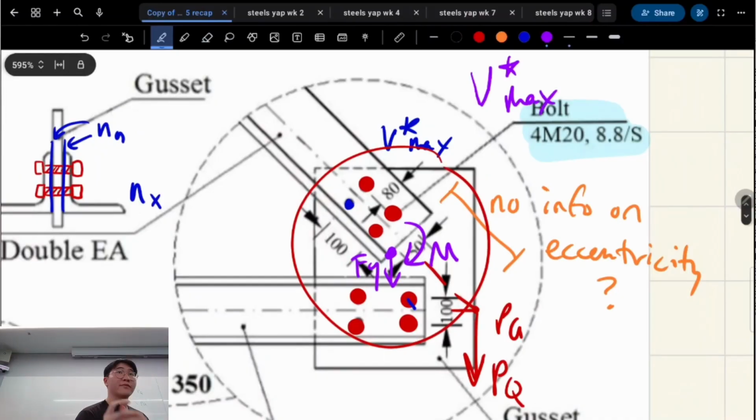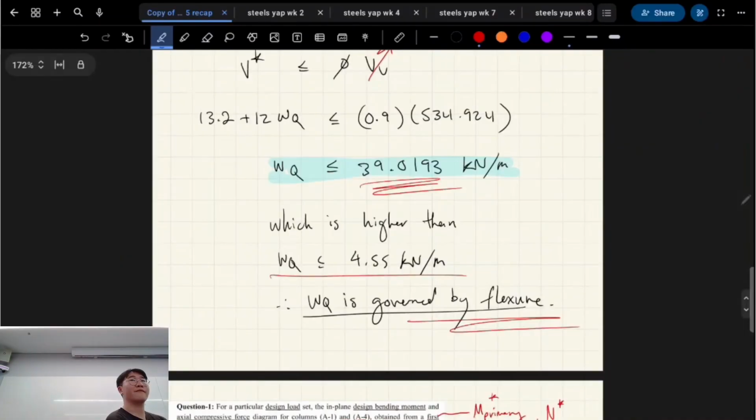So what I'm saying isn't that the force will be lowered, it's that there'll be force as well as a point moment at that point, which is going to have a higher net force, which is your V star max basically.